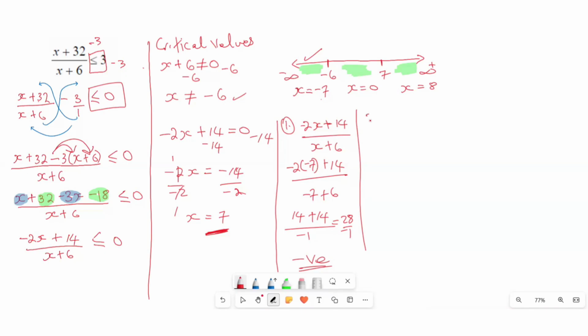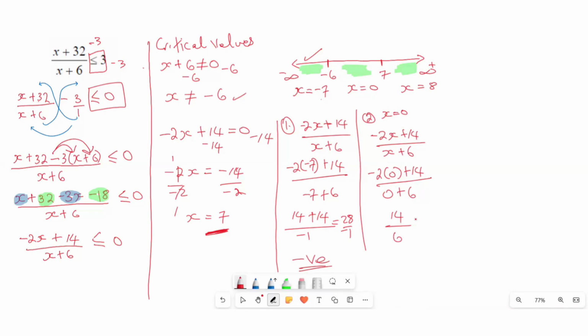Now, let us take a look at our second test. On our second test, remember, x is equal to 0 here. We're going to substitute right here. So it's -2x plus 14, and this is going to be over x plus 6. We're going to substitute. So -2 times 0 plus 14, and this is over 0 plus 6. Now, -2 times 0, that's 0. So we're left with 14 over 0 plus 6, which is 6.